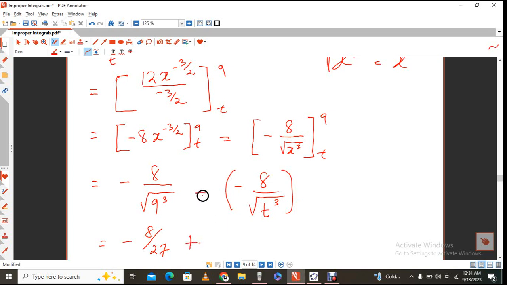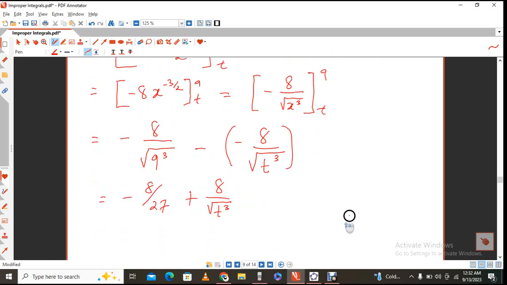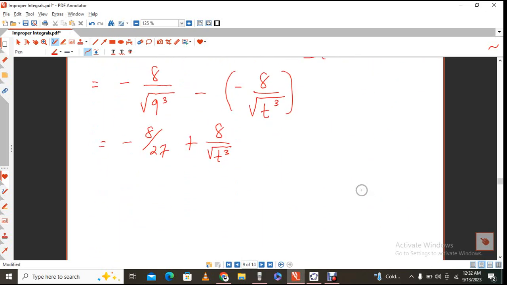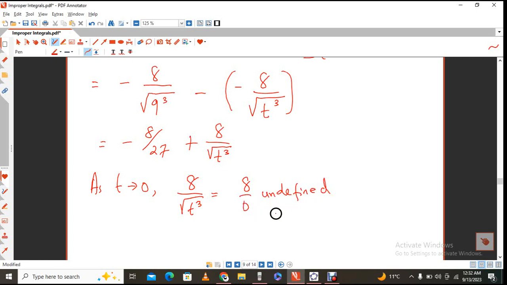Of course, this becomes a positive because of these two conditions here: 8 over the square root of t cubed. Okay, now what do we know? As the function is undefined at x equals 0, we say as t tends to 0, you are going to realize that this part here, the 8 over t cubed, becomes like 8 over 0, which in our language is undefined.